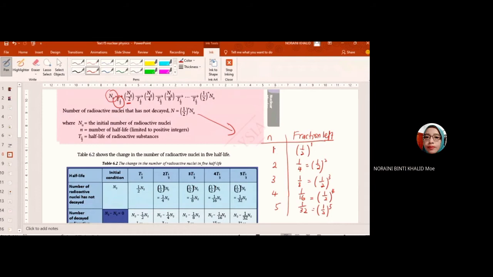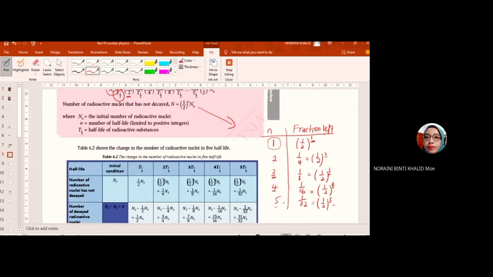So you can look here: n equals 1, the power here is 1. n equals 2, the power here is 2. n equals 3, the power here is 3. n equals 4, the power here is 4. n equals 5, the power here is 5.